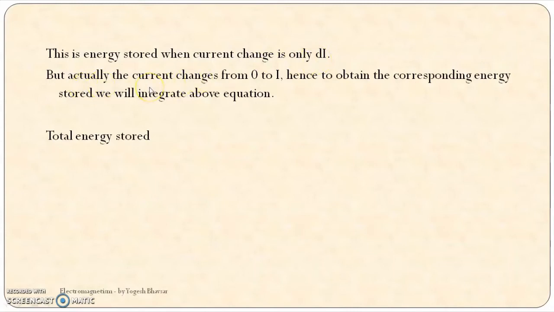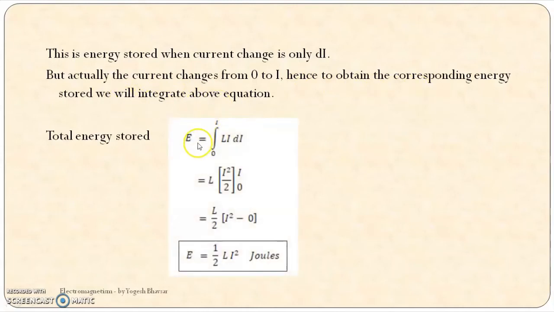But actually the current changes from 0 to I for the complete change in the current. Hence, to obtain the corresponding energy stored, we will integrate above equation. So total energy is given by E is equal to integration of 0 to I Li di. So take the integration of this term. So we will get L I square by 2, 0 to I. So putting upper and lower limits, we will get L by 2 I square minus 0, and rearranging it we will get E is equal to half Li square.